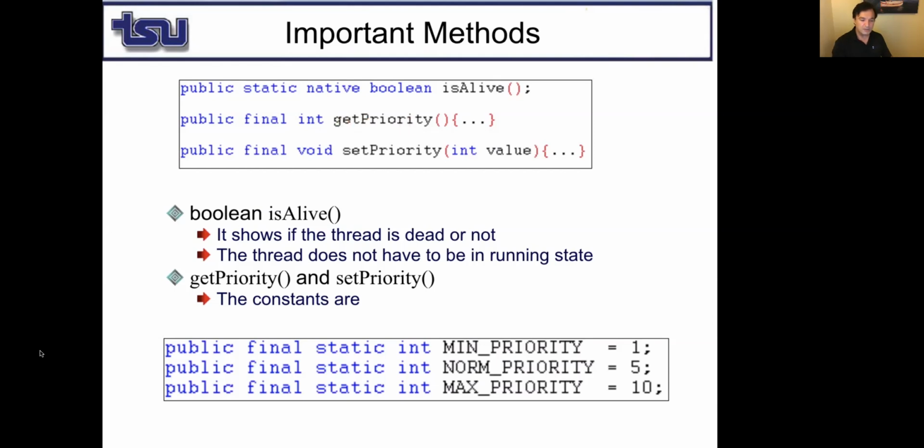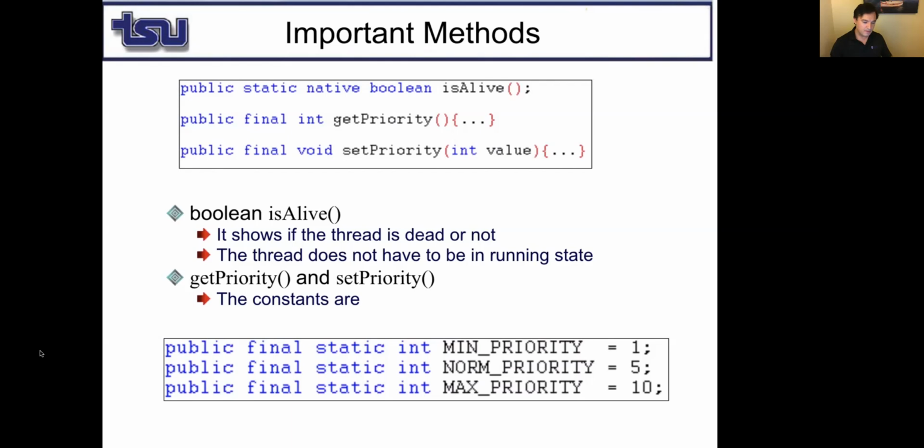And then we have the getPriority method. This is final. If a method is final, it cannot be what? Overridden. setPriority is also final. So these two are methods of the Thread class, and this is also a method of the Thread class, but it is not defined in Java. Of course, isAlive, as you guess, shows if the thread is dead or not. The thread does not have to be in the running state in this one. I mean, whatever stage or state the thread is in, isAlive is going to return true as long as the thread is not dead.